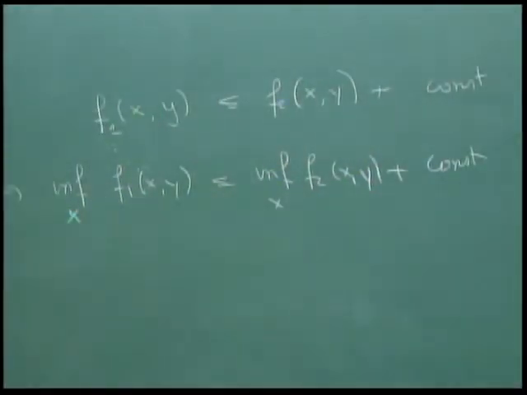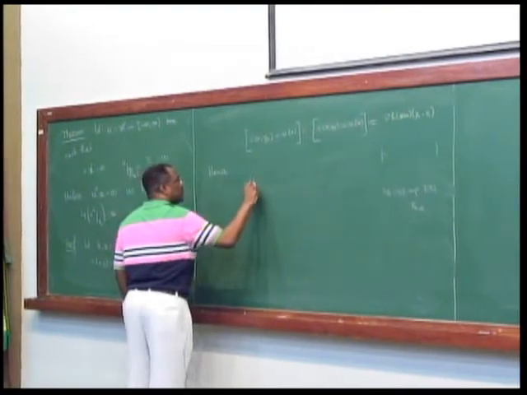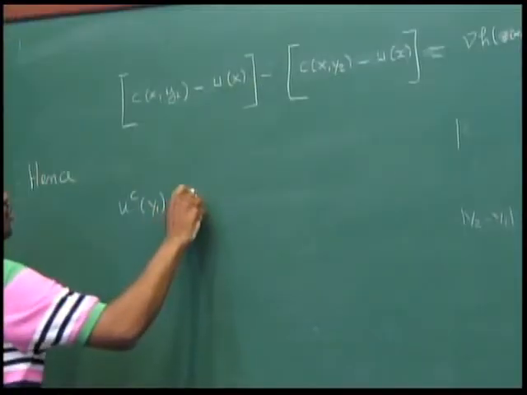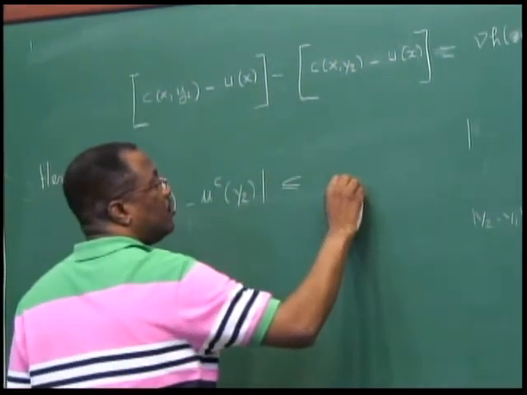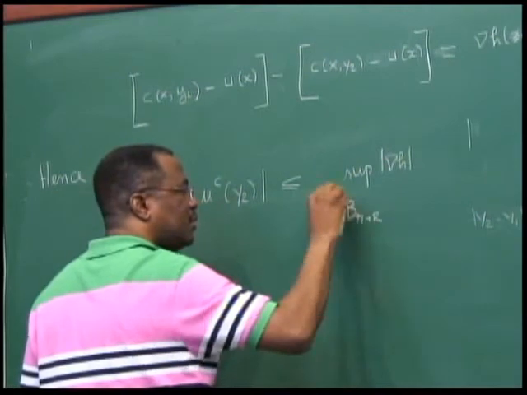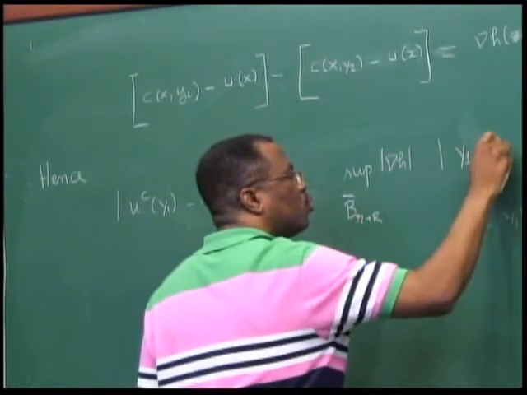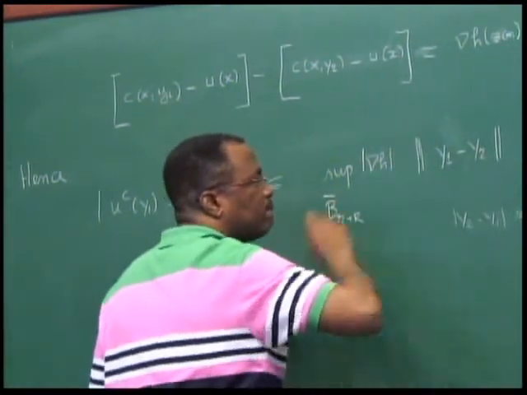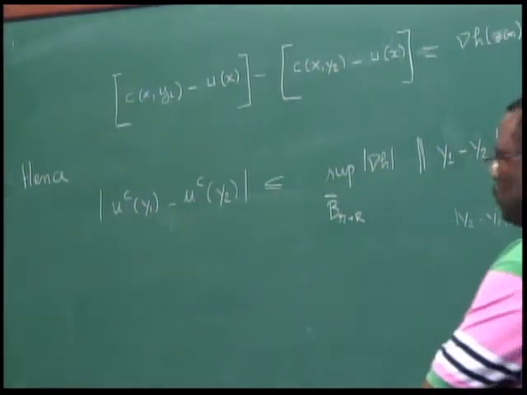So I can conclude from here that, hence, uc of y1 minus uc of y2 is less than the supremum of the gradient of h on the ball of center 0, radius little r plus capital R, times |y1 minus y2|. And this concludes the proof.